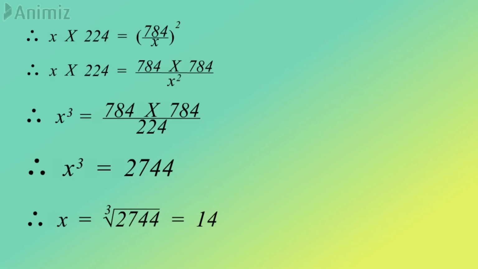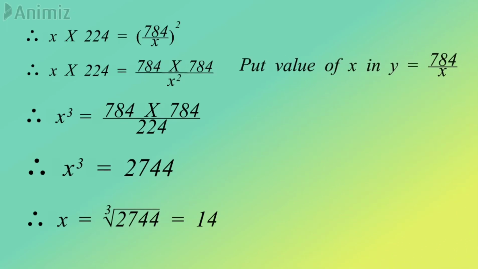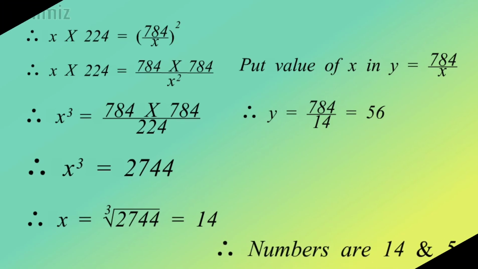Now one number you got. This value you have to substitute in the relation y equal to 784 upon x to get the value of y. So now students, put the value of x equal to 14 in this relation. So your value of y will be 56. So your numbers are 14 and 56.